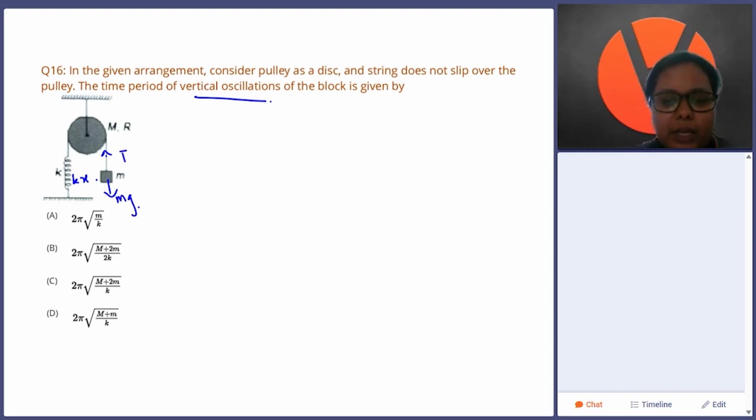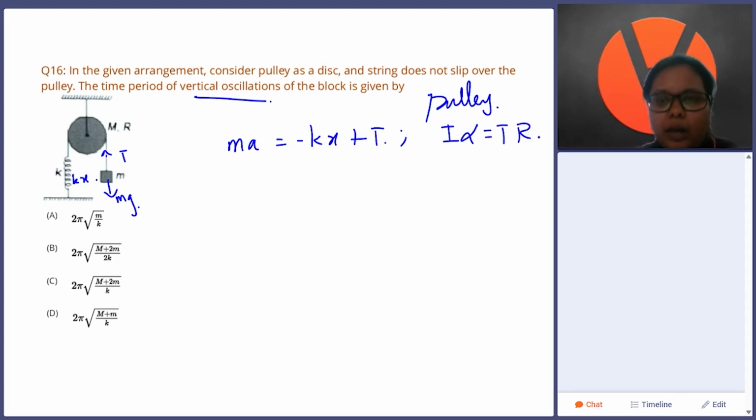Okay, so what shall I write now? There is a force, torque is acting on it. Shall I write it as ma is equal to spring force plus tension? So to the pulley, if I apply, torque is equal to tension into r. So moment of inertia for a disk, I should write it as mr square by 2 into alpha. This should be equal to tr.